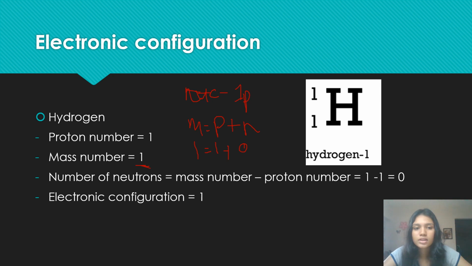Here you can see the number of neutrons is equal to mass number, atomic mass minus atomic number, or nucleon number minus proton number, whichever, synonymous terms. 1 minus 1 is 0. So the electronic configuration is just 1. That means there is only one shell in hydrogen, and that one shell will contain only one electron. That satisfies both criteria: shell number 1 can carry a maximum of 2 electrons, and the last shell, which is also the first shell in this case, has to have less than 8 electrons. 1 is less than 2, 1 is less than 8, so it is satisfied. That's how we know.